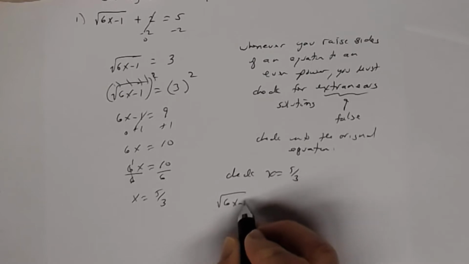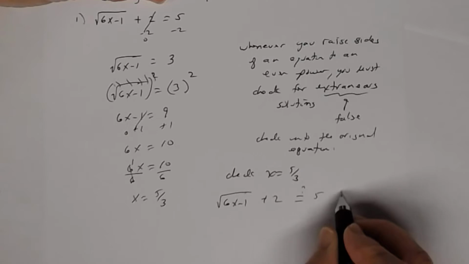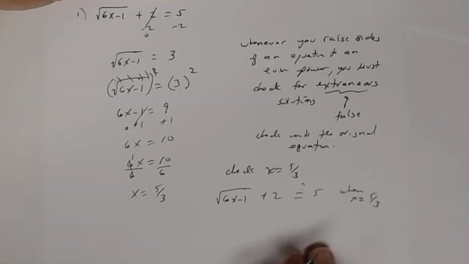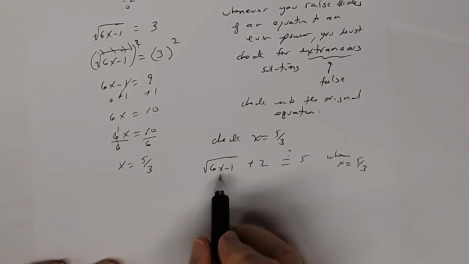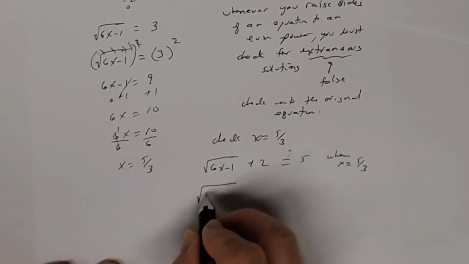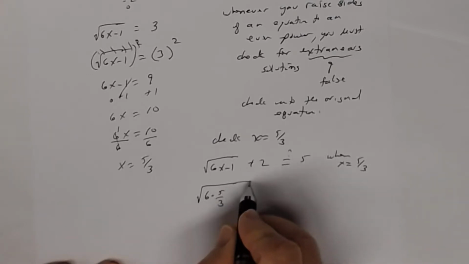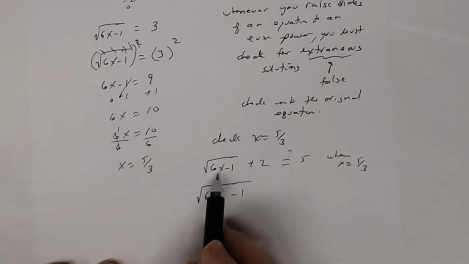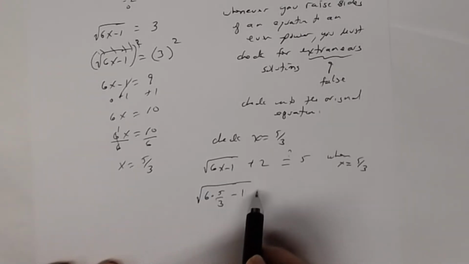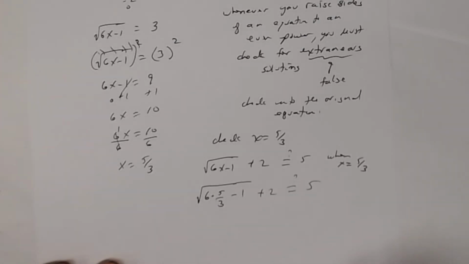So we have the square root of 6x minus 1, plus 2, and I want to see if that's going to equal 5 when x equals 5/3. All right, so here we go. Notice I only see x once, so that's going to make it a little bit easier. So I have the square root of 6 times 5/3, minus 1. Wherever I saw the variable x, I substitute 5/3. Whatever that is, I'm going to add 2, and then I want to see if that's going to equal 5.